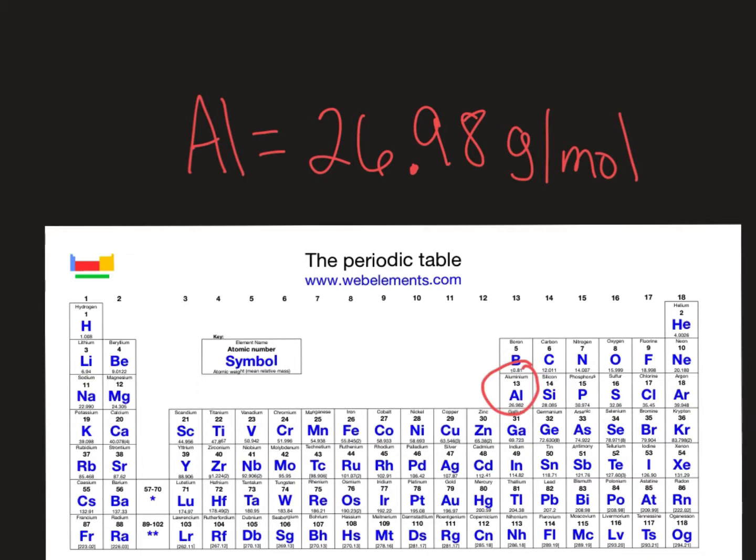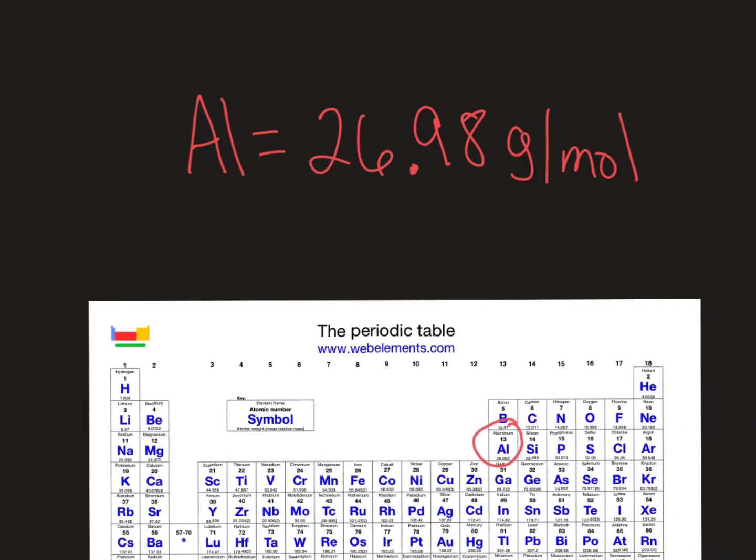Every teacher is different, so I'm just going to keep 4 significant figures in my molar mass calculations. So what does this mean? Aluminum's molar mass is 26.98 grams per mole. Okay, so what that means is 1 mole of aluminum is 26.98 grams of aluminum. So basically on a scale, if I weighed out 26.98 grams, I would have 1 mole of aluminum. So aluminum's molar mass is 26.98 grams per mole.